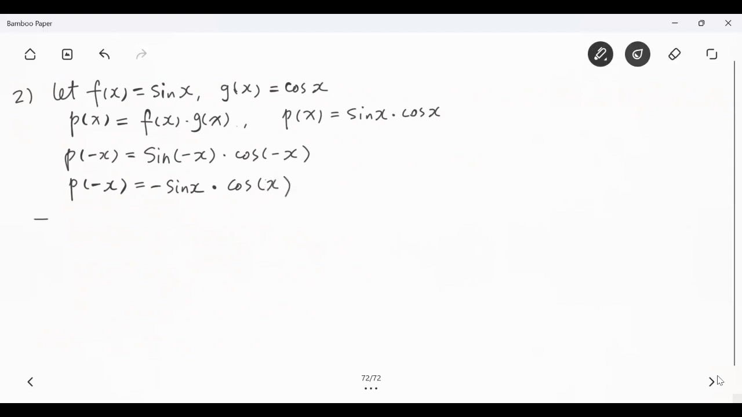Okay, then we find p negative x equal negative p(x). That means it is an odd function, right? It's an odd function.